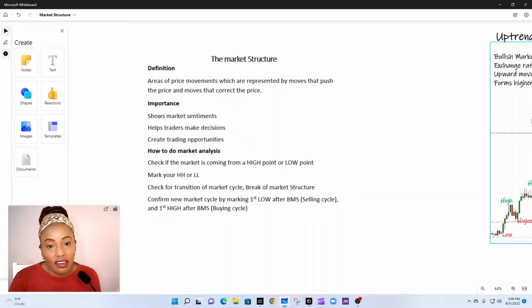As a Forex trader, if you open the chart, how do you determine the direction of the market? You will agree with me, to determine the direction of the market, you have to do market analysis using the market structure. In this video, you will learn how to do market analysis using the highs, the lows, the ranges. That is, using the market structure.